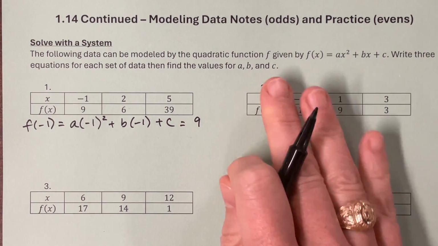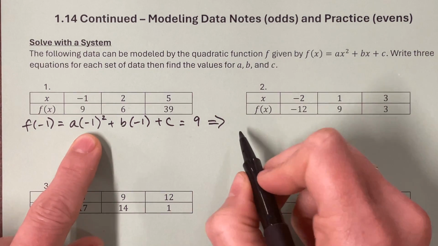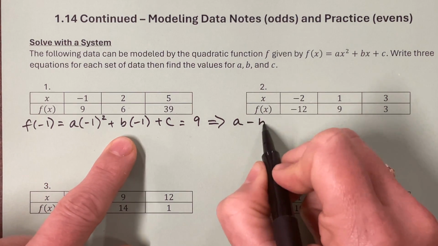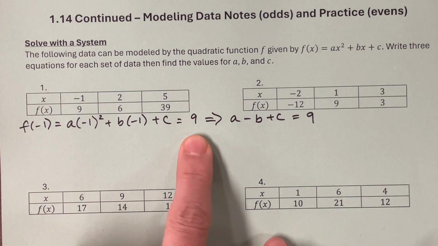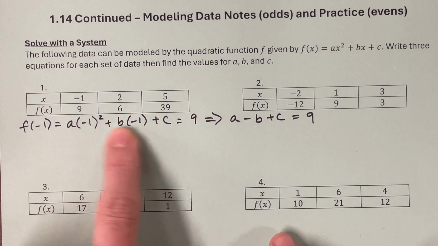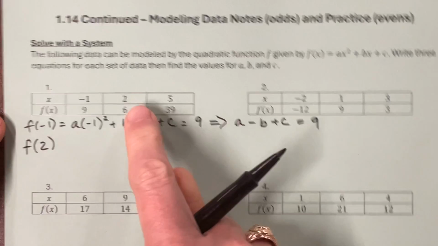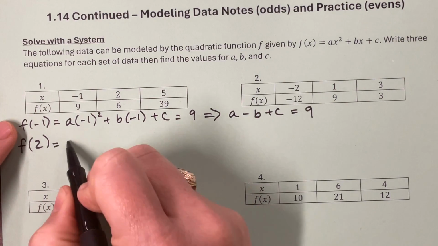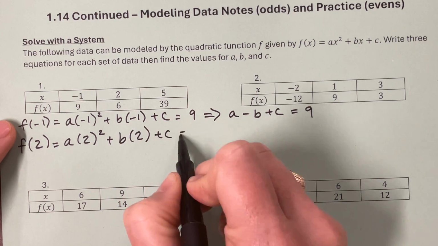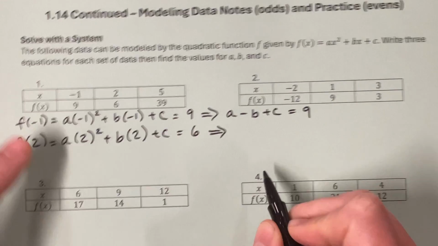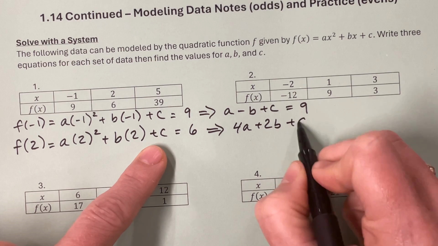I won't be using this side for these other problems, so I'm going to spill over here. In this equation, -1 squared is just 1, so I get a minus b plus c equals 9. Then, what happens when I plug in my second input value, which was 2? f of 2 would be a times 2 squared plus b times 2 plus c, and that has an output value of 6. 2 squared is 4, so 4a plus 2b plus c equals 6.